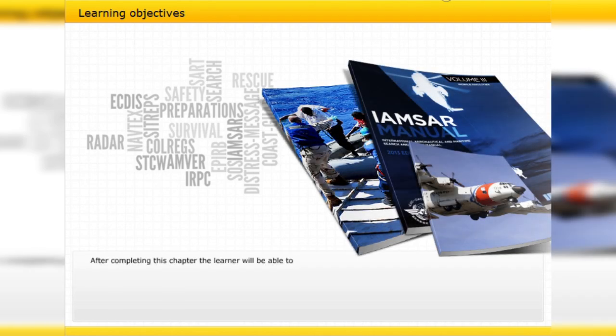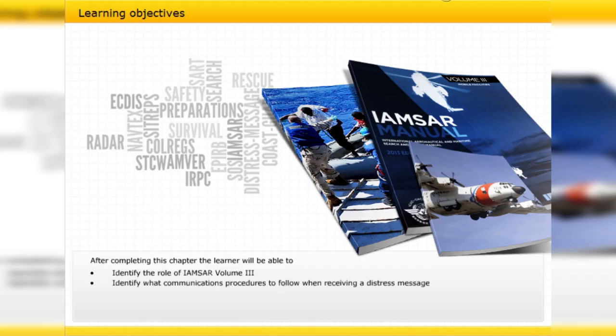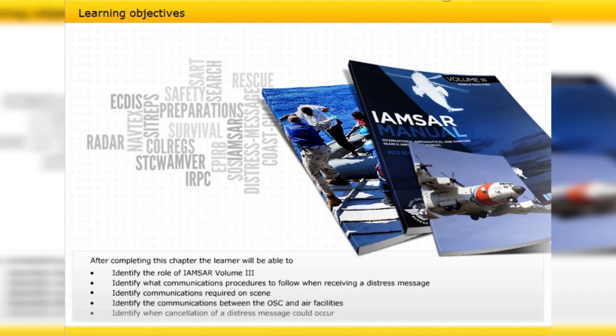After completing this chapter, the learner will be able to identify the role of IMSAR Volume 3. Identify what communications procedures to follow when receiving a distress message. Identify communications required on scene. Identify the communications between the OSC and air facilities. Identify when cancellation of a distress message could occur.